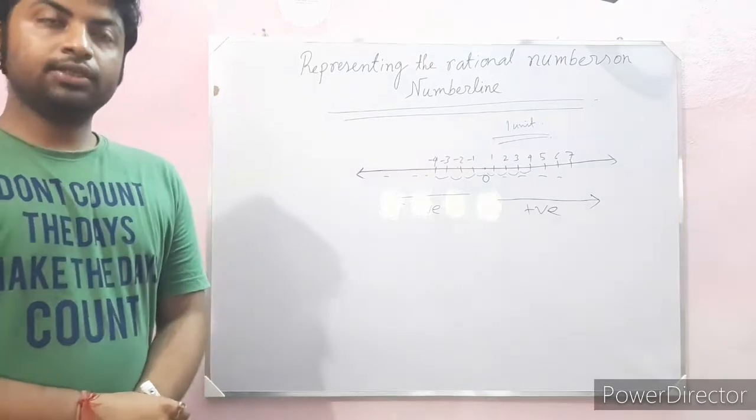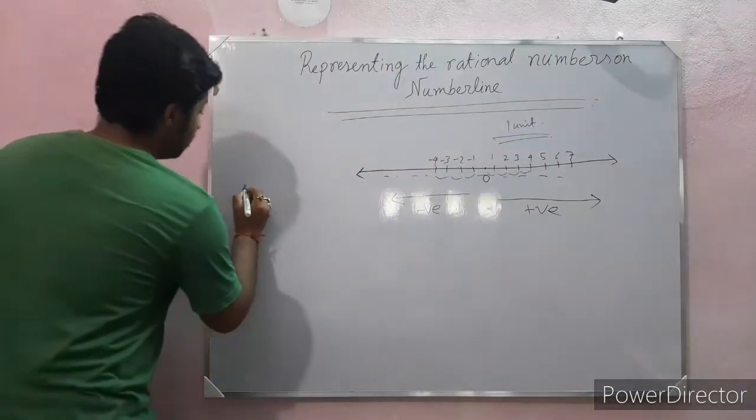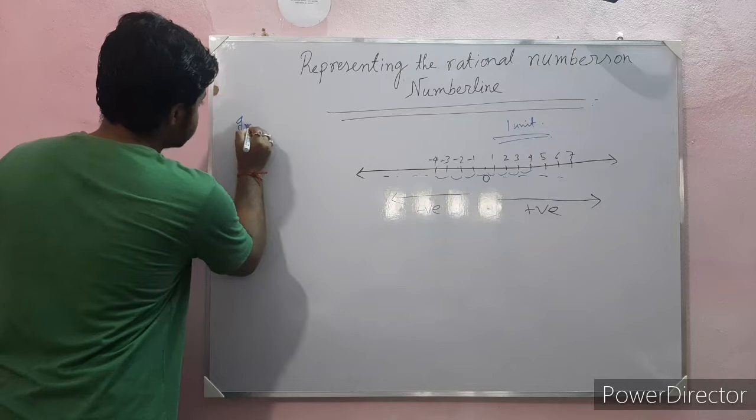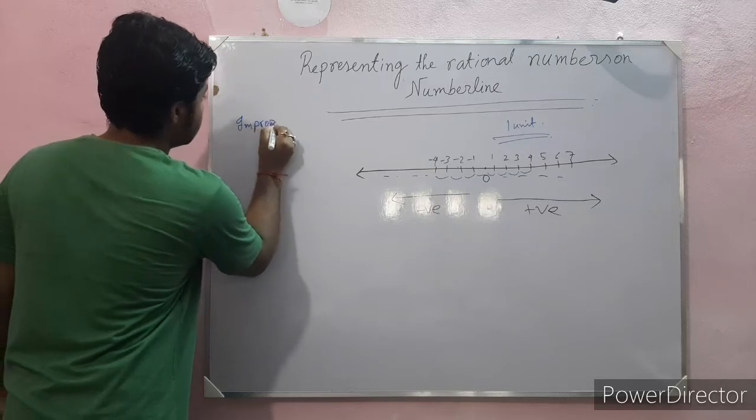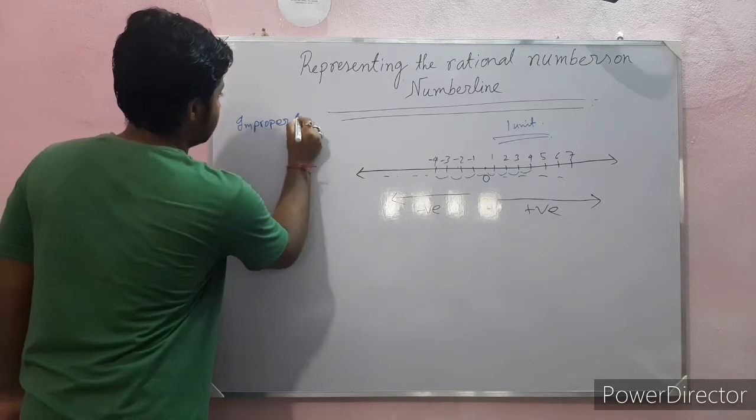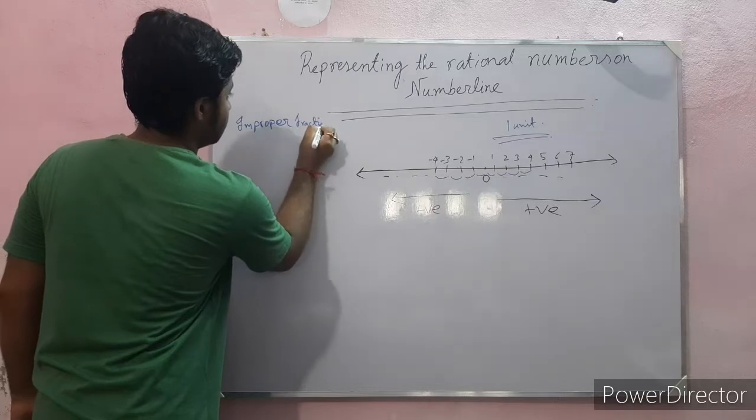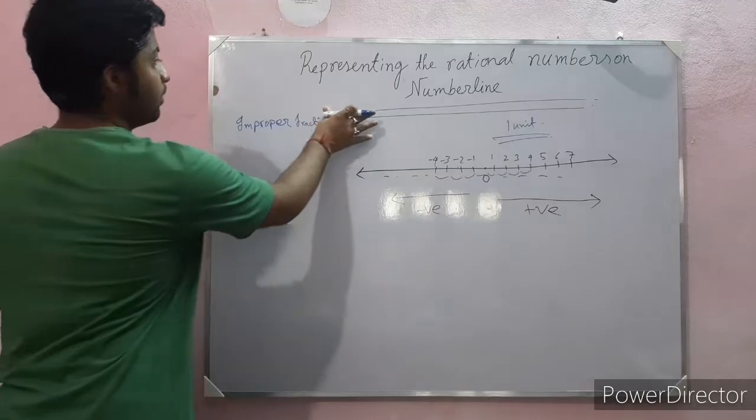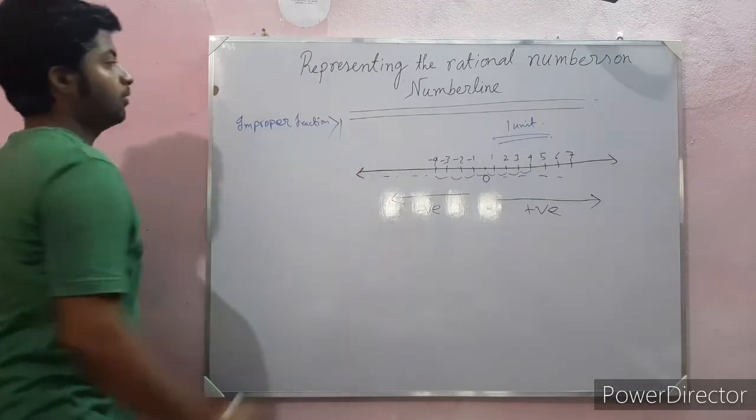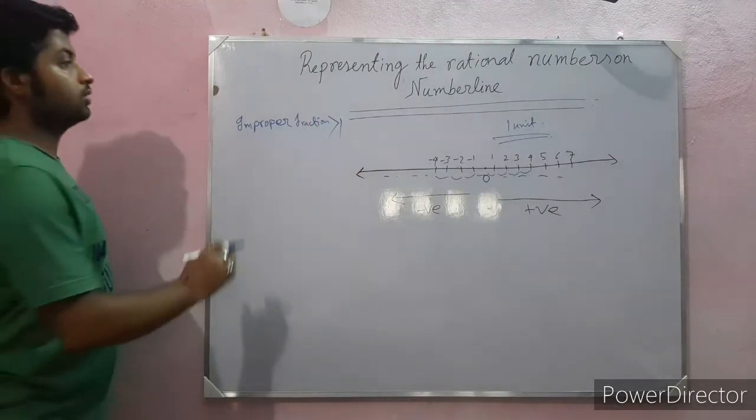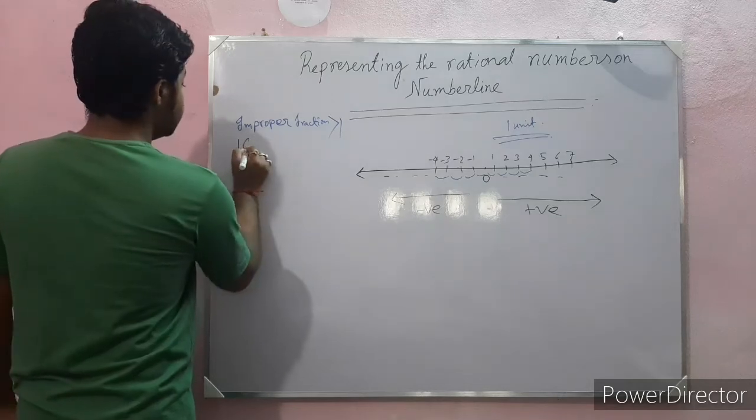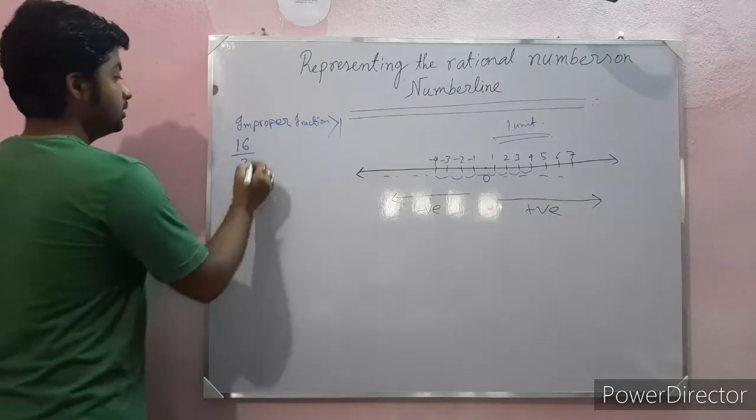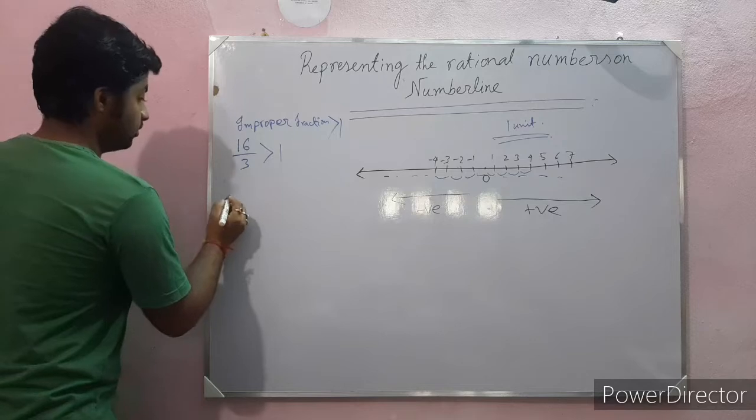For improper fractions, the value of every improper fraction is always greater than 1. Okay. Value of an improper fraction is always greater than 1. Suppose 16 by 3. 16 by 3 is always greater than 1.